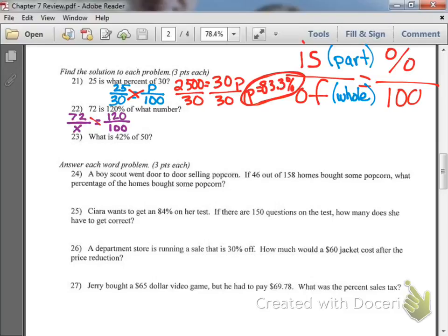Alright, cross multiply. 72 times 100 is 7200. 120 times X is 120X. Divide both sides by 120. Anyone know what you get? 60. Very good.